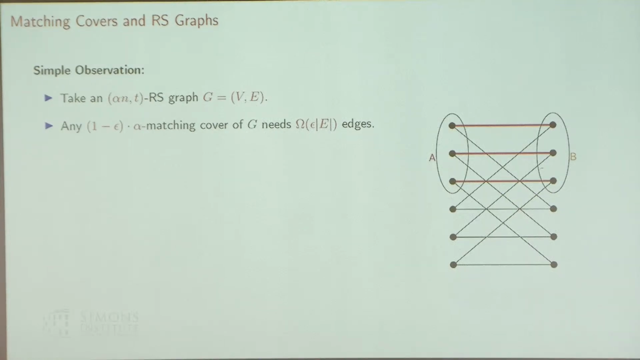So here's a simple observation. Take an RS graph, an alpha-N-T RS graph, and take one of its induced matchings. Suppose that this is one of its induced matchings of size alpha n. And now suppose we want to cover this whole graph and achieve a matching cover with parameter (1 minus epsilon) alpha, a little bit smaller than alpha. So now what we can do, if we take A and B, the subset of vertices between which we want to cover the matching, to be the vertices of this induced matching, then we're going to have to include at least an epsilon fraction of the edges of this matching in order to cover it. So then what this means is that if we want a (1 minus epsilon) alpha matching cover, we need to include a constant fraction of the edges of the alpha RS graph.